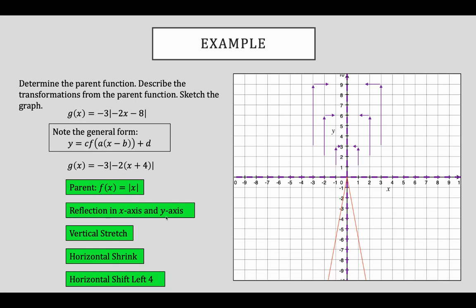And finally, now we can do our shifts. Again, scale, reflect, and then shift. Every single point now is going to be moved to the left 4 units. Moving to the left 4 units brings us to our final graph. g of x is equal to -3 times the absolute value of -2x minus 8.